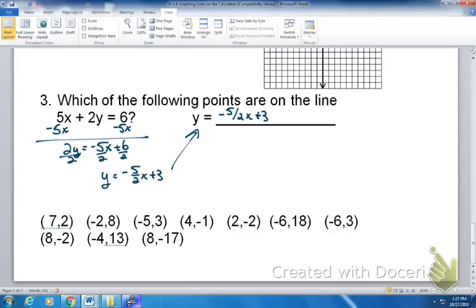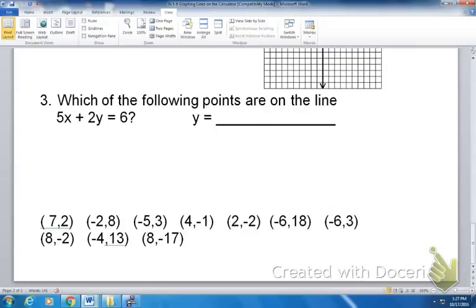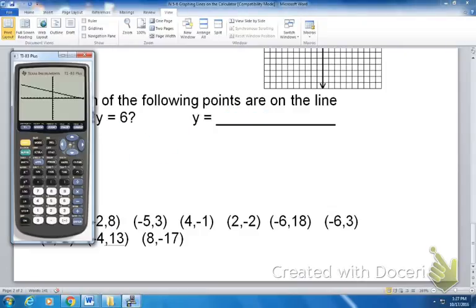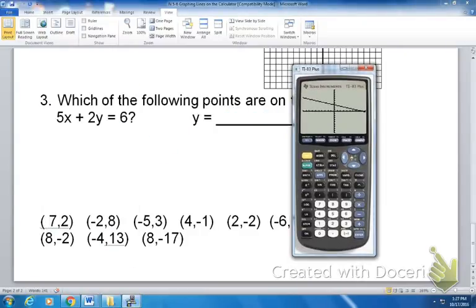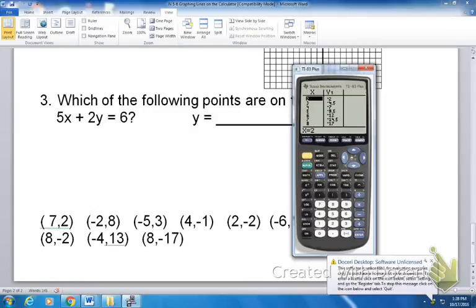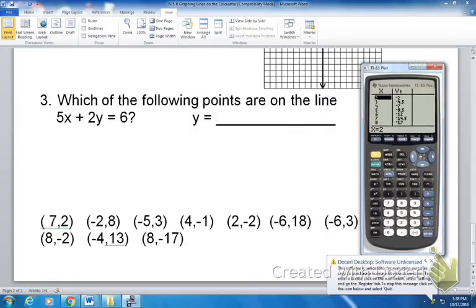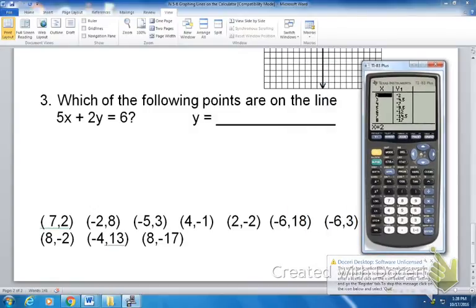Now what it's asking us is which of the points below will actually work for that. So I'm going to go ahead and get rid of this so I can pull up my calculator. I'm going to put my equation in. This time I have negative 5 over 2, so parentheses, negative 5 divided by 2, close parentheses, x plus 3. And I'm going to look at the table, okay? Now I'm going to go point by point. If the point's on the table, I'm going to circle it. If it's not, I'm not going to.